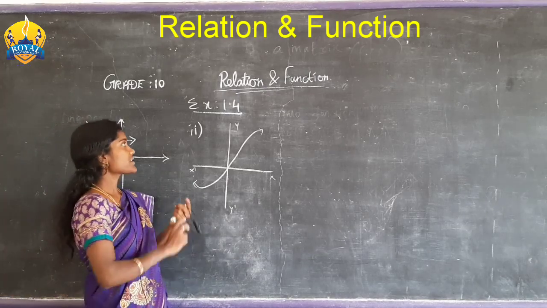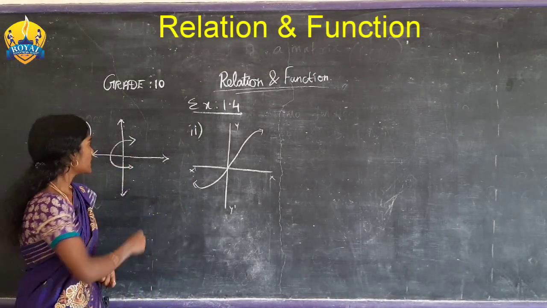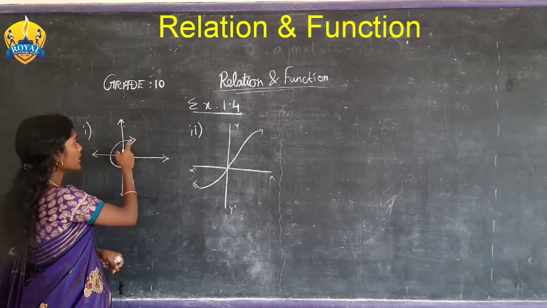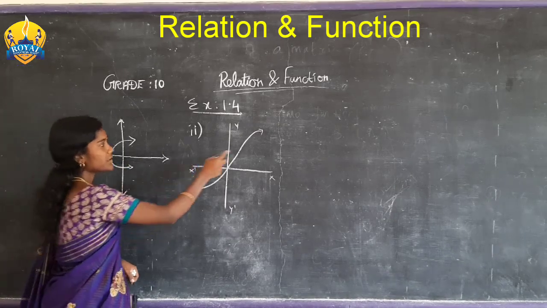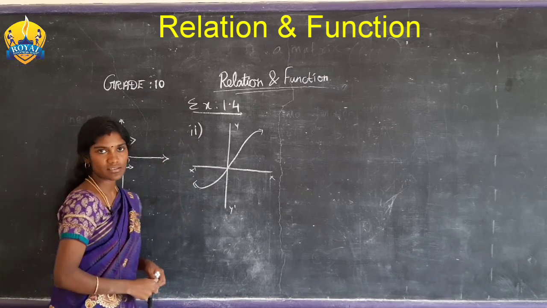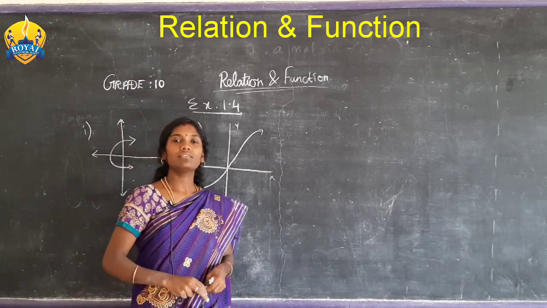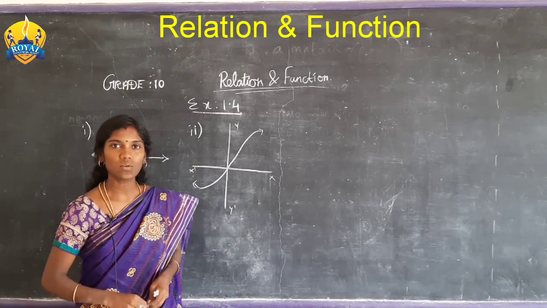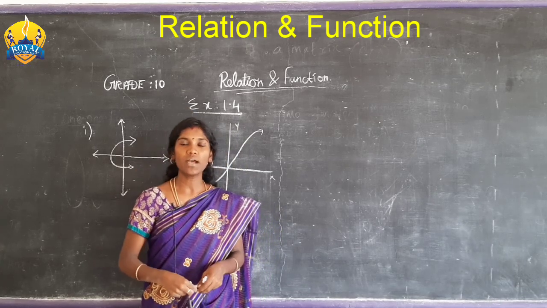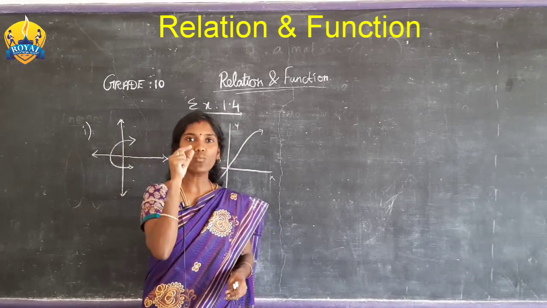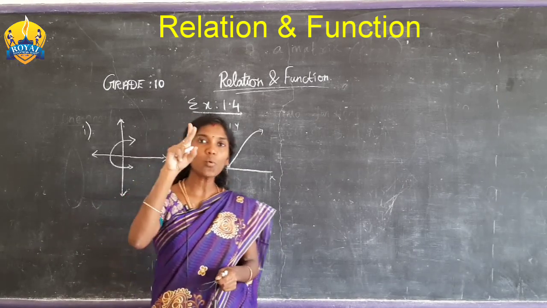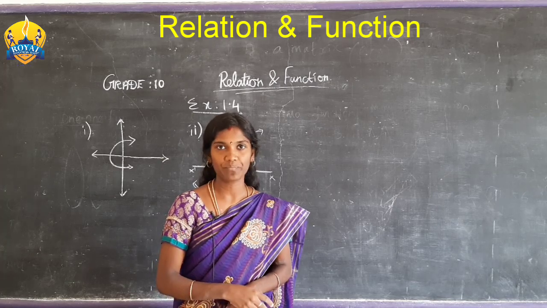Okay. Exercise 1.4, you see the graph. They will draw a curve. Here this is the first question and this is the second, using the vertical line test. If you draw a vertical line and it meets the curve at only one point, that is a function. If the curve meets at two points, that is not a function.